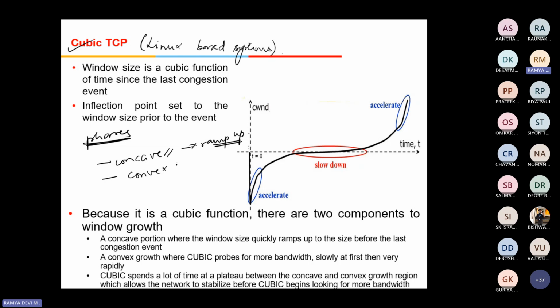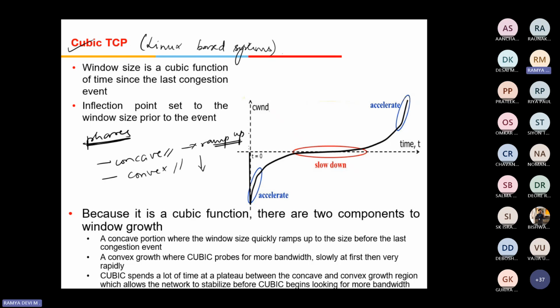Then the next one is convex. Once the window size reaches the congestion threshold value, or the previous congestion point, the CUBIC window will slow down the growth, so the growth will be very low. The network can be stabilized, and it will avoid packet loss. If no congestion is detected, then CUBIC can again go to explore exponential growth, the cubic rate.